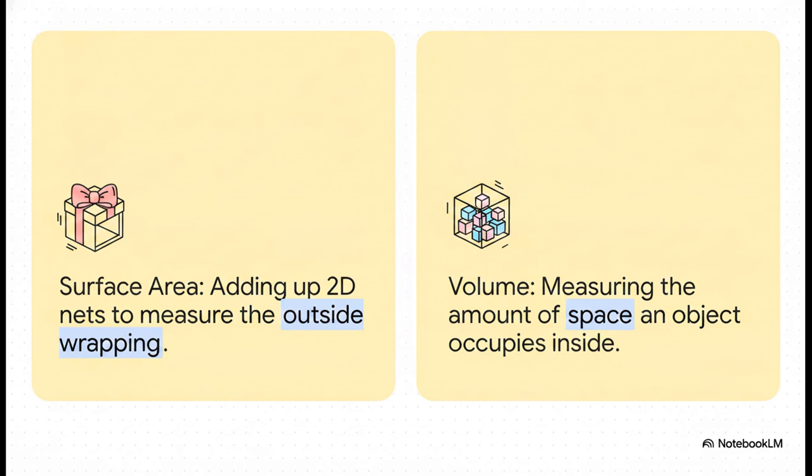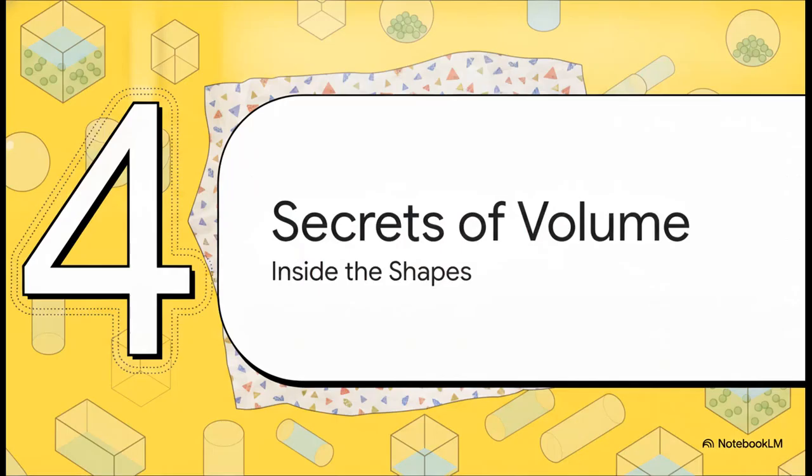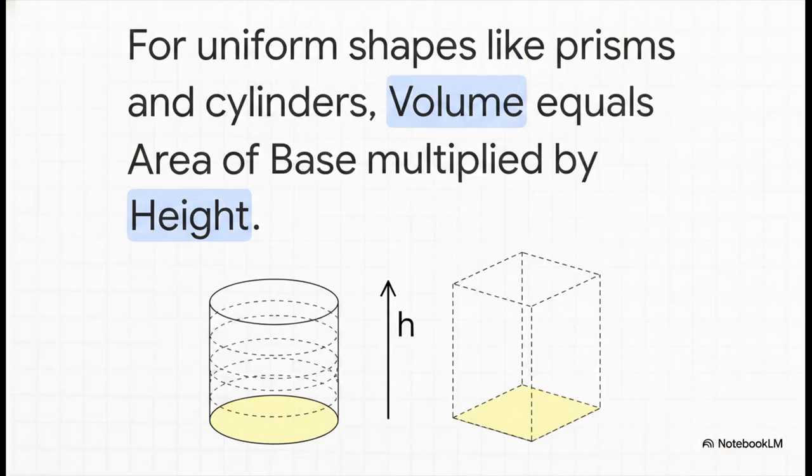Surface area is all about adding up those 2D nets to measure the outside wrapping. But volume? Volume is a whole different ballgame. Volume measures the actual amount of space an object occupies inside. If surface area is the wrapping paper on the outside of a birthday present, volume is the actual gift taking up space on the inside. All right, Section 4, The Secrets of Volume. The base rule for calculating volume is beautifully simple when you're dealing with uniform shapes.